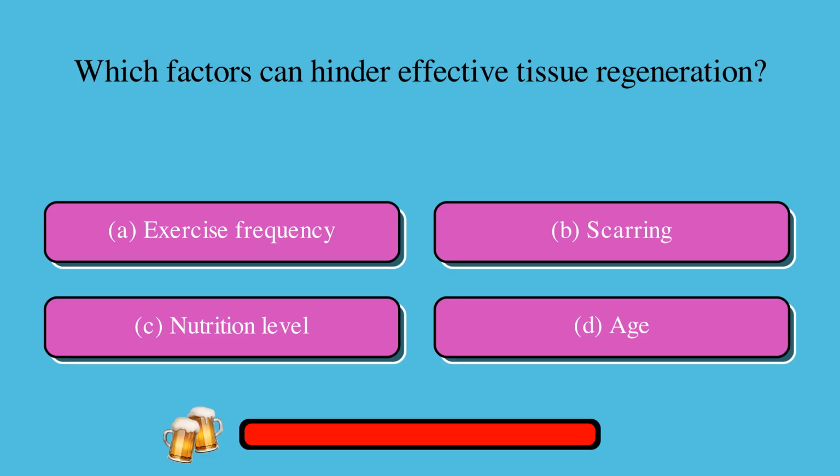Which factors can hinder effective tissue regeneration? A. Exercise frequency, or B. Scarring, or C. Nutrition level, or D. Age? The correct answer is B. Scarring.